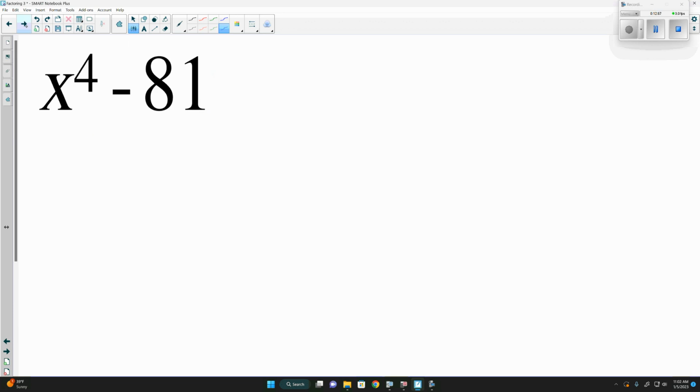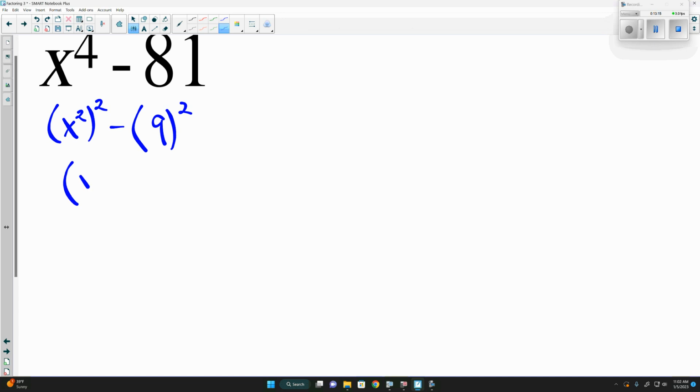This one here is the last one of this type that we'll look at. So, as y'all have seen already, x to the fourth is going to be x squared squared minus 81. What times itself is 81? 9. So what we'll have is x squared plus 9 times x squared minus 9, yes?